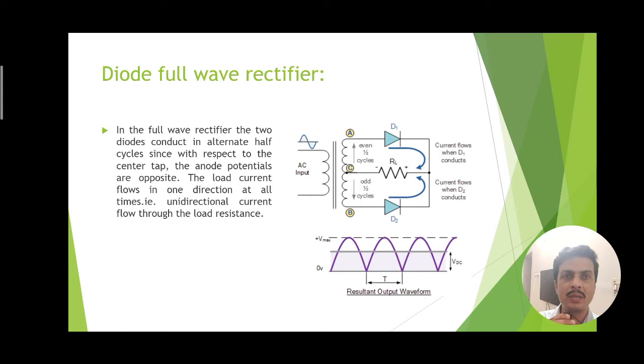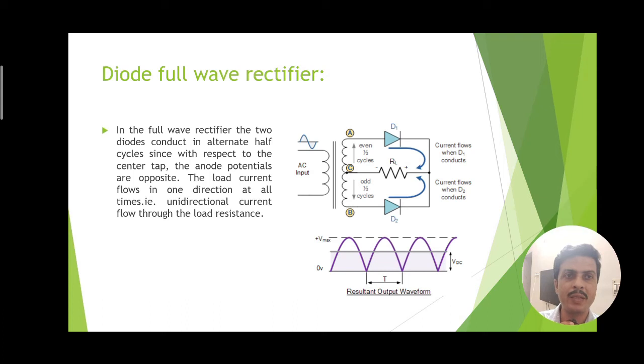Now we are moving into the discussion of the full wave rectifier. The full wave rectifier normally consists of two diodes. One diode is forward biased for the positive half cycle, another diode is forward biased for the negative half cycle. So here a center tap transformer is used for the secondary section. Whatever the peak to peak variation of the AC input signal, it is proportionately coupled to the secondary with reference to the center.